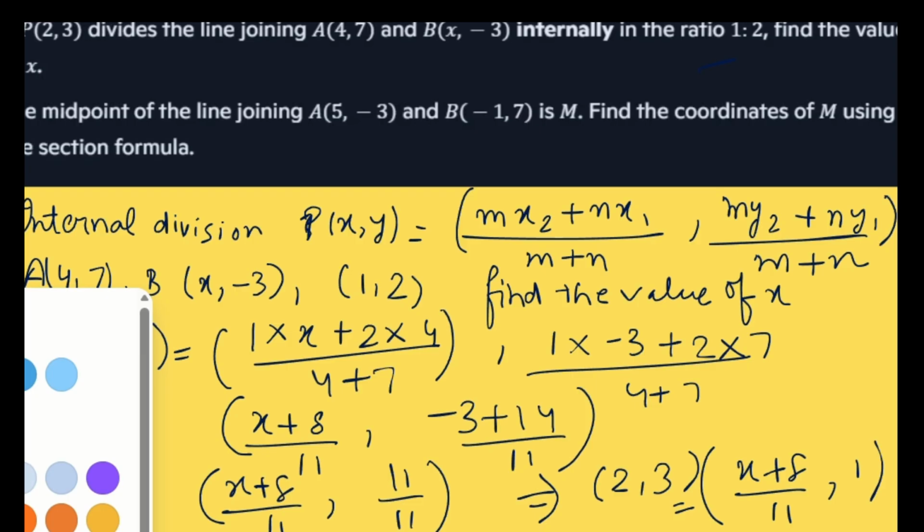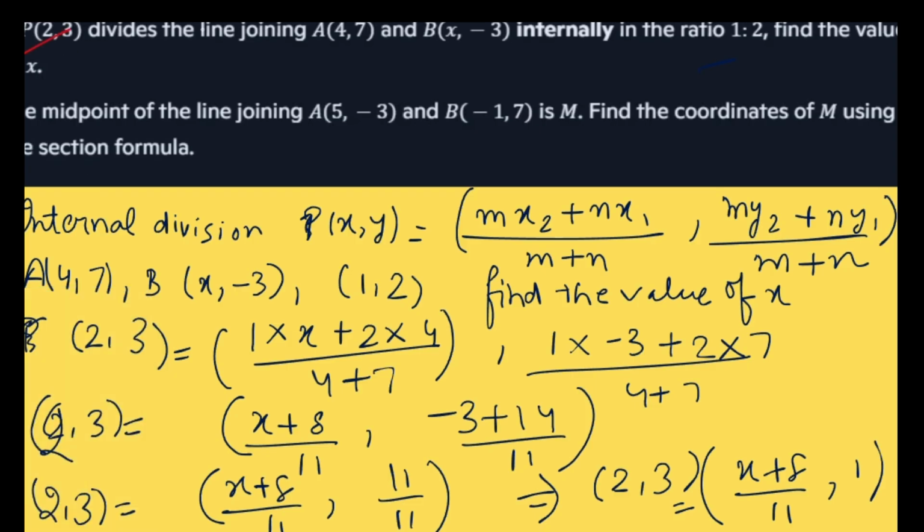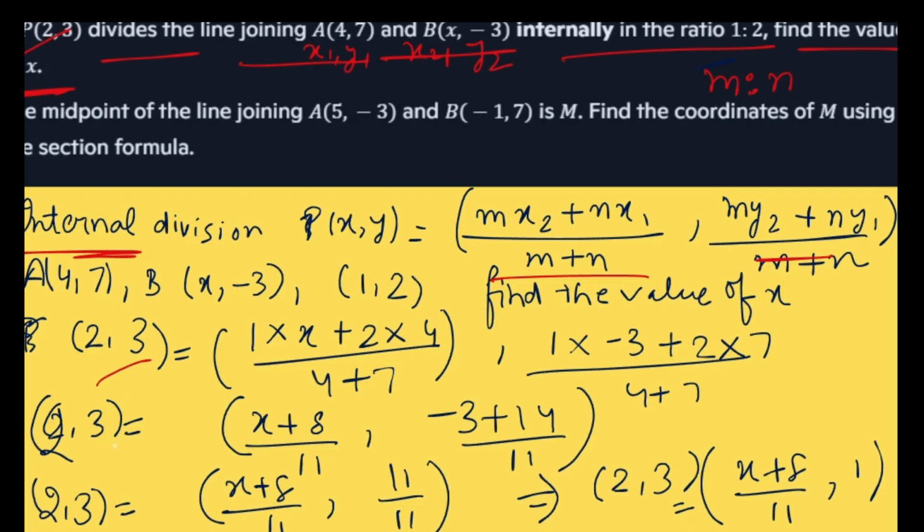Find the value of x if P(2, 3) divides the line joining A(4, 7) and B(x, -3) internally in the ratio 1:2. Internal division, we have this formula. This is x1, y1, x2, y2, and the ratio is m:n. You have to put the points, solve it, and you are going to find the answer.